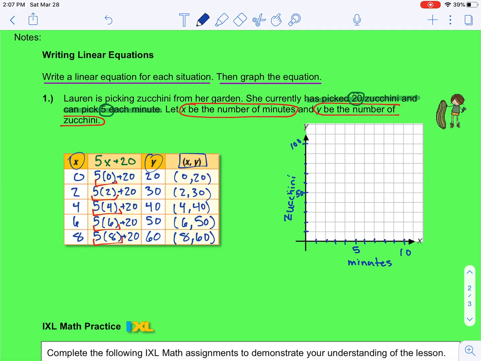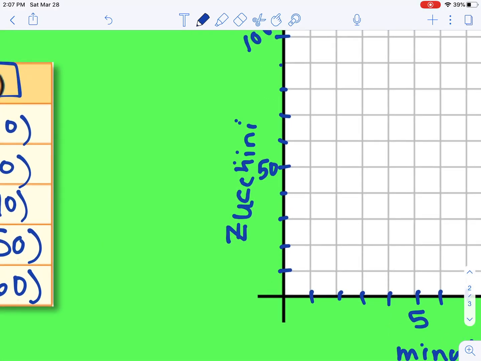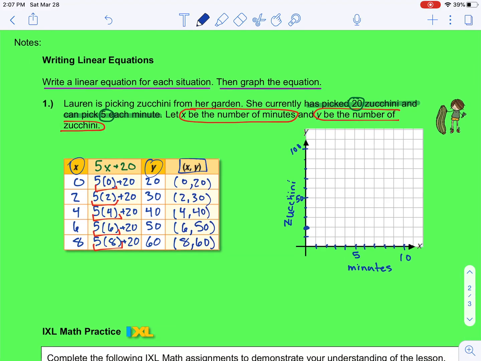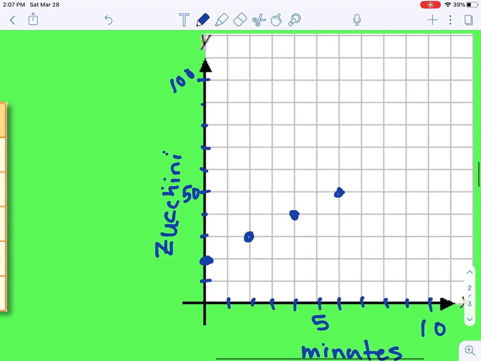Okay. All right, so if she starts with 0, she ends up with 20 zucchinis. She doesn't pick at all, she's got 20. Then she goes for 2 minutes, she has 30. 4 minutes, 40. 6 minutes, 50. And 8 minutes, 60.